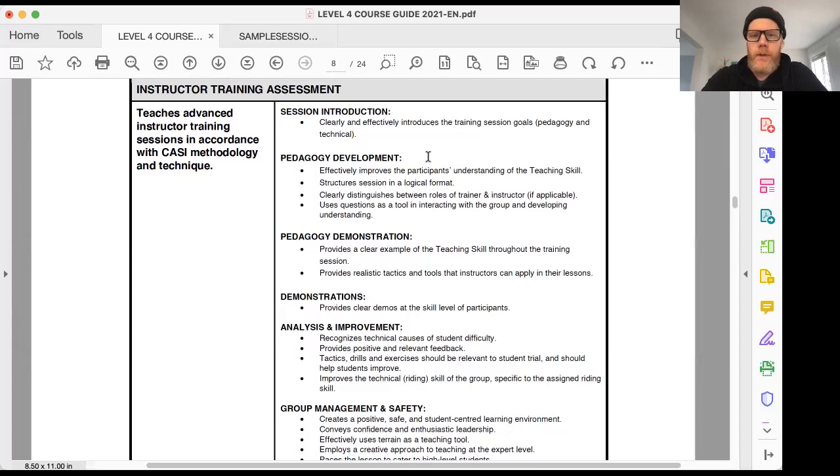What is your experience with this teaching skill? What have you found teaching students learning this type of movement, that type of questioning?